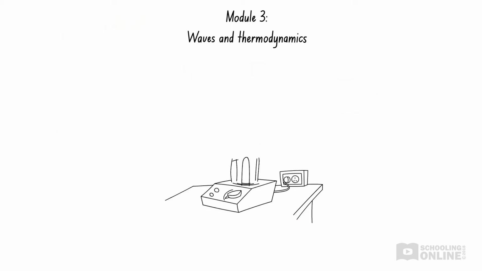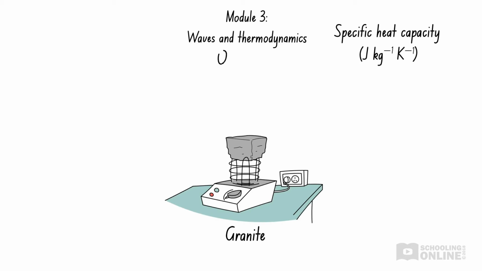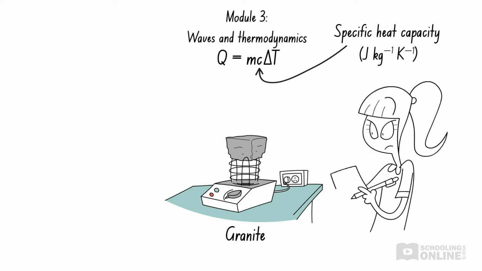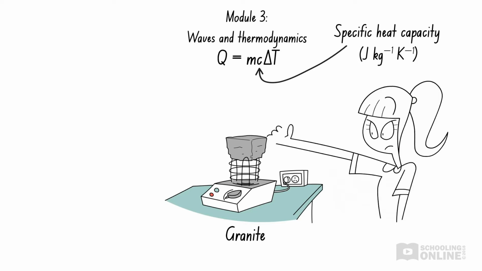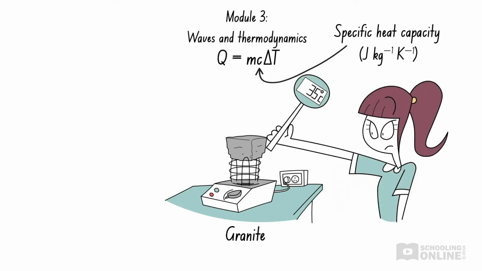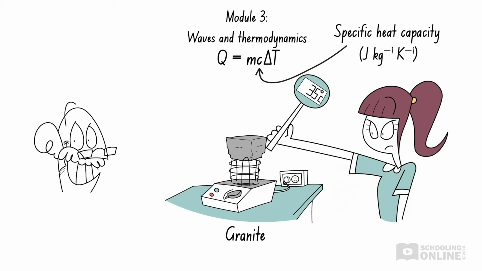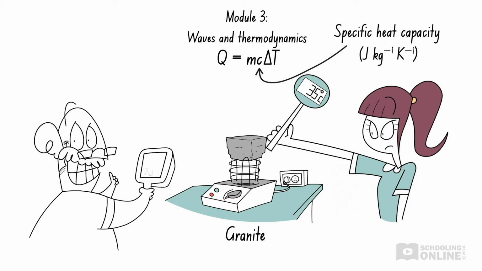Now imagine we are performing an experiment to measure the specific heat capacity of granite. This is the amount of thermal or heat energy needed to increase the temperature of 1 kilogram of granite by 1 degree Celsius. First, we pick a suitable sample, then measure its mass and its initial temperature. We heat the granite using an electric stove and measure its final temperature as 35 degrees Celsius. Next, your teacher brings out an infrared camera and accurately measures its temperature to be 70 degrees Celsius. Why are these numbers so different?